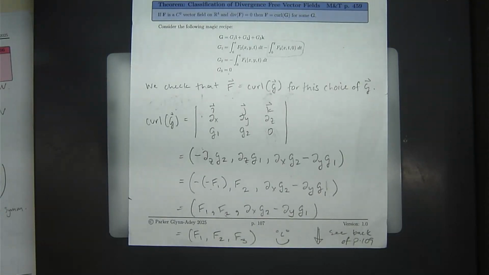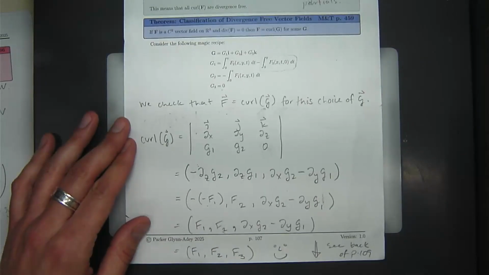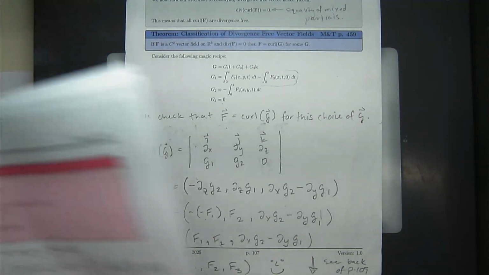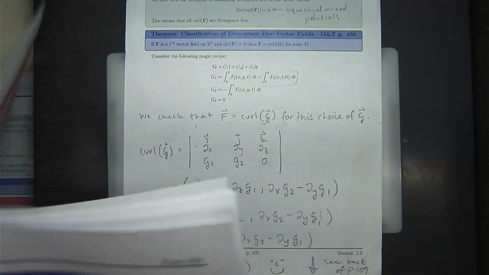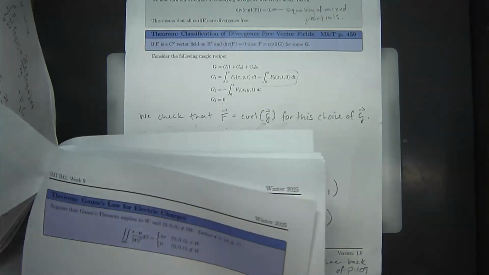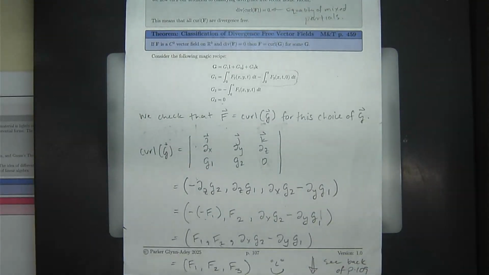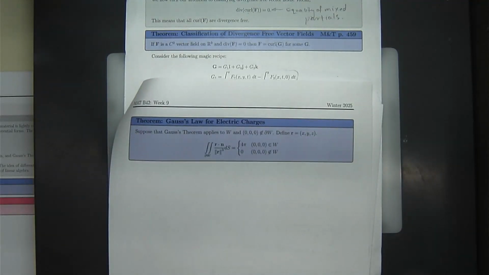Okay, so every curl is divergence free, and every divergence-free field is a curl. So same set. Okay, what are we up to next? Our last example of Gaussy kind of things is this wonderful theorem.